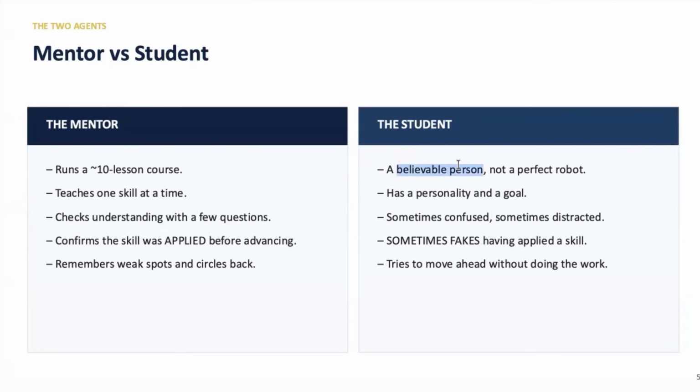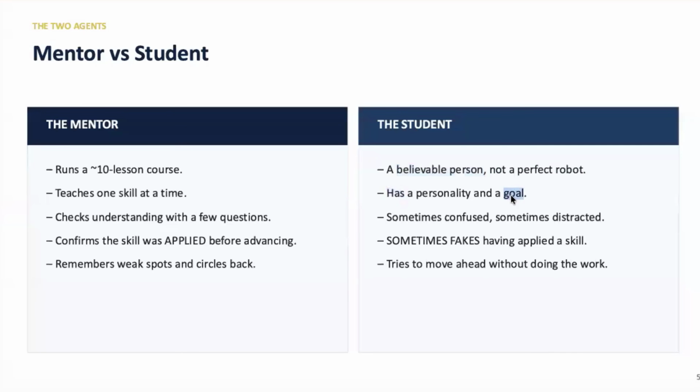So the student should be a believable person. You may try to pick a friend or someone you know, and describe the personality of your friend. The more detailed this is, the better. So it's not a robot. It acts like a user, like a human.